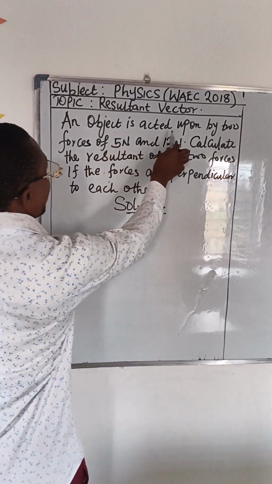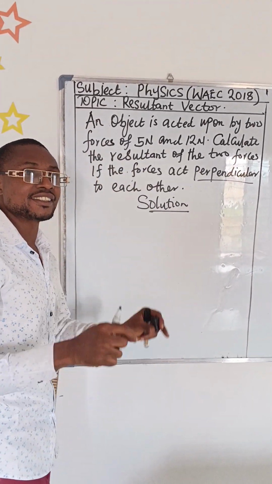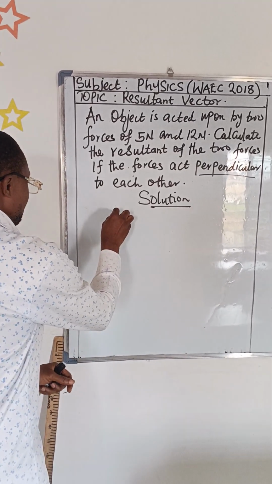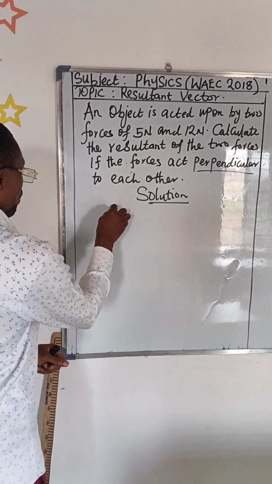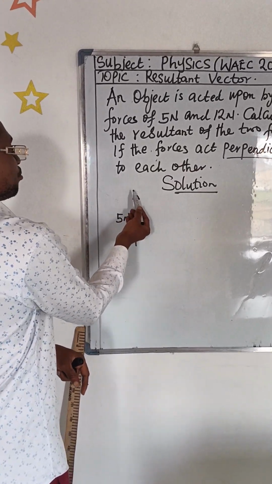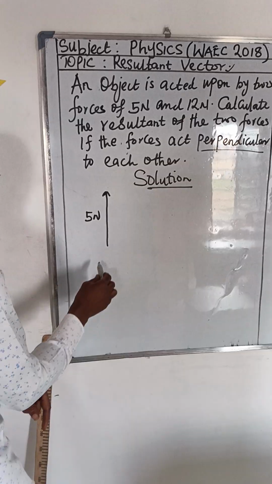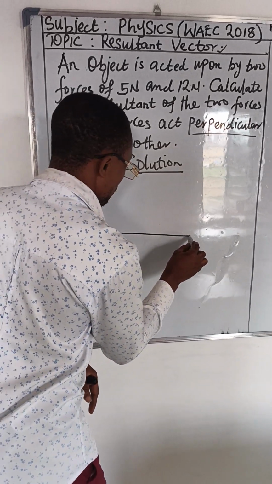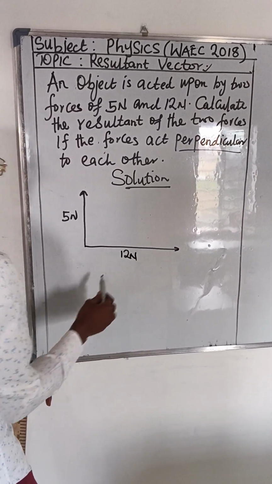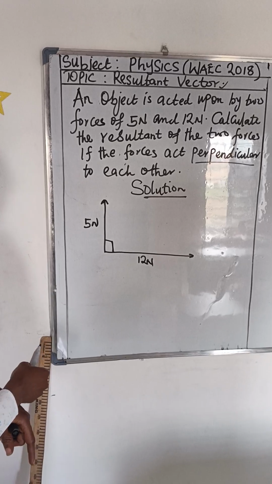Now, they say the object is acted upon by two forces, and they are perpendicular. Perpendicular is right angle. It means that the forces act at right angles to each other. Now, look at the force here. This is the first one. Let's call this one 5 Newton. I'm making this arrow here because I'm showing direction. That shows that we're talking about a vector. Let me have another one here. This one will be a bit longer because this one is 12 Newton. Now you can see why it is perpendicular, a right angle.